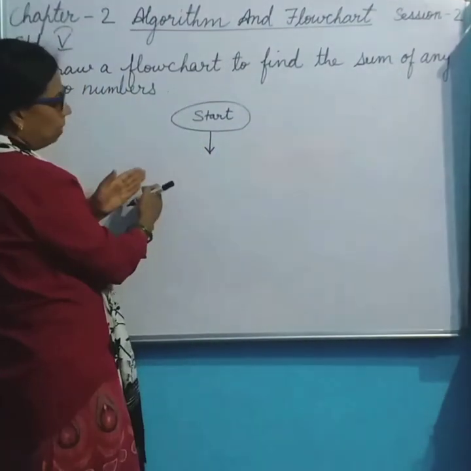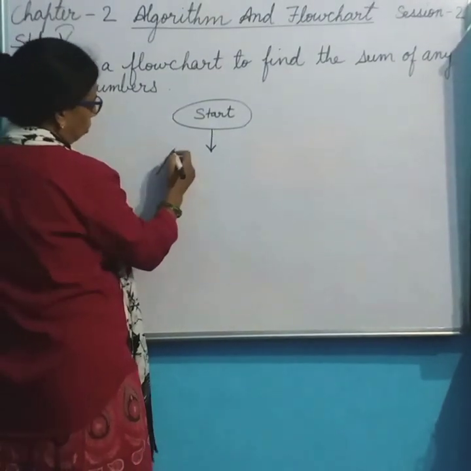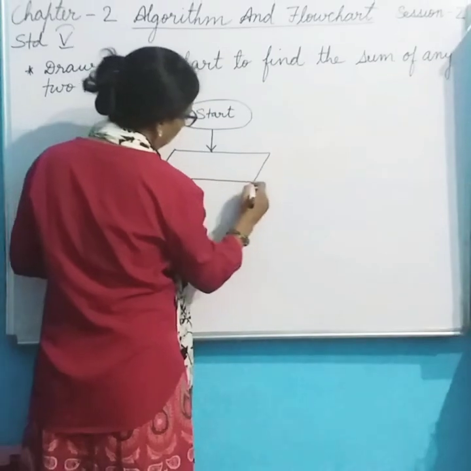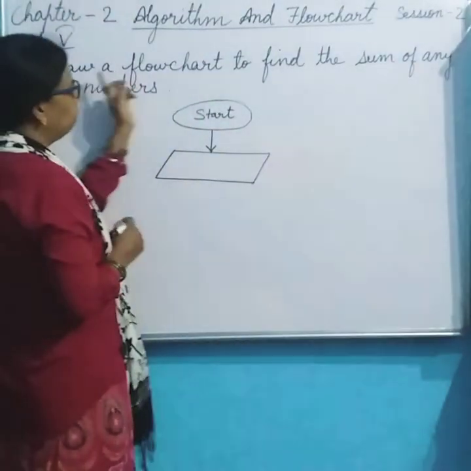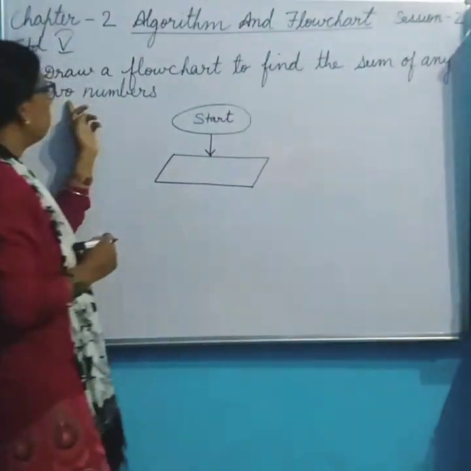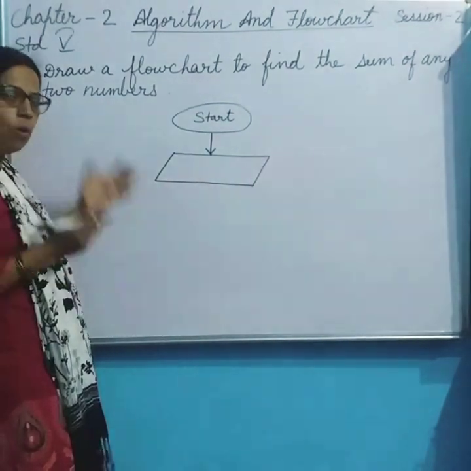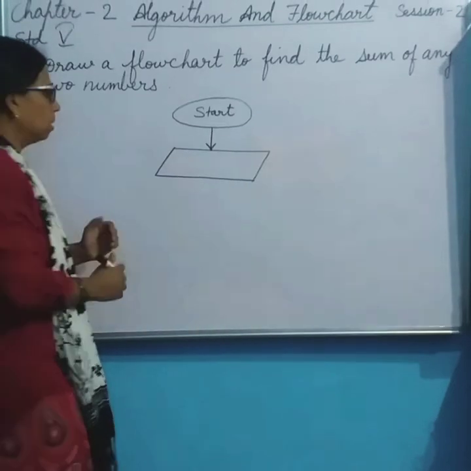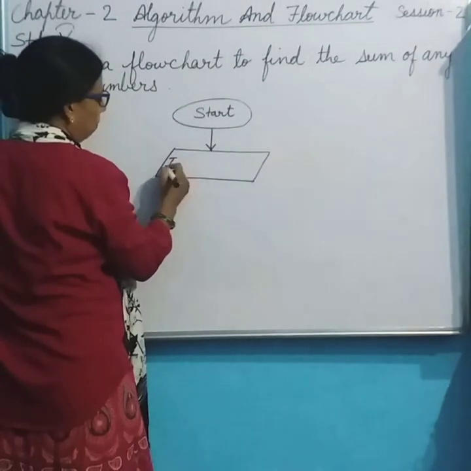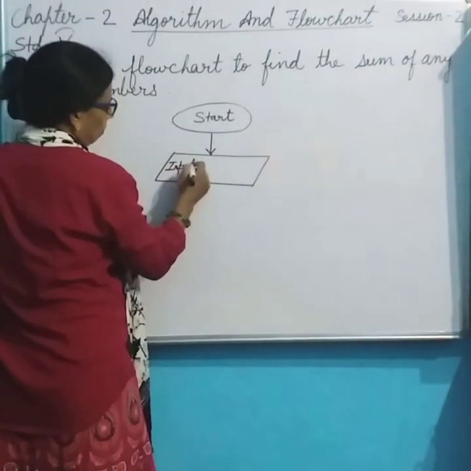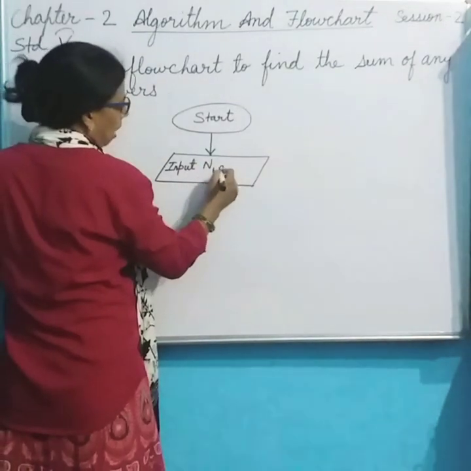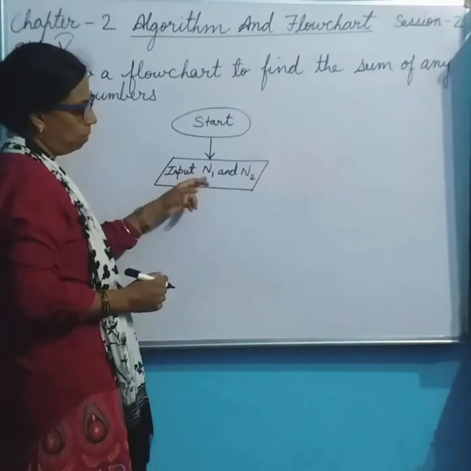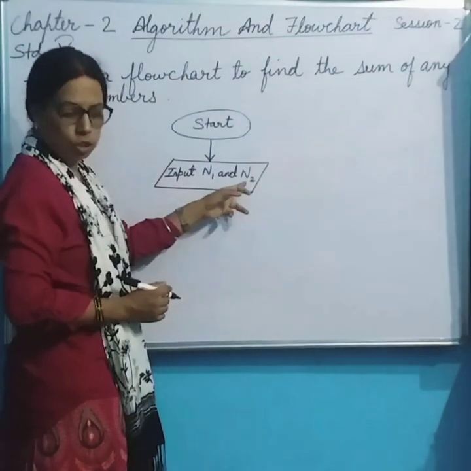Now next will come the input and output box. This is the input box where we will take the input data, because we have to find the sum of two numbers. How can we find the sum of two numbers? When we get those two numbers. So here we will write input N1 and N2. That means N1 is number 1, N2 is number 2.